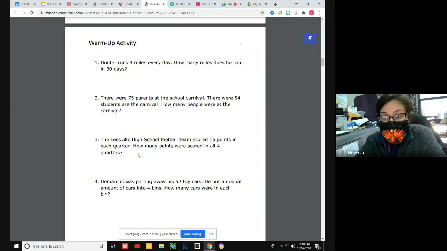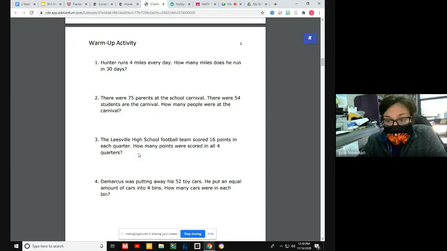The Leesville High School football team scored 16 points in each quarter. How many points were scored in all 4 quarters? So it's wanting us to take 4 quarters and multiply it by 16 points. And that's how we would get that answer. So yeah, we would multiply. We would use multiplication for that.